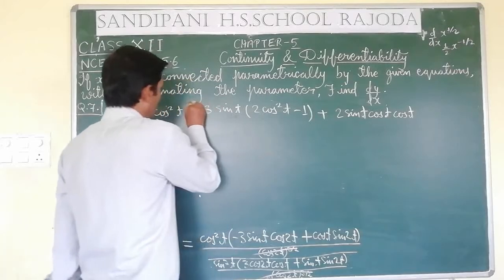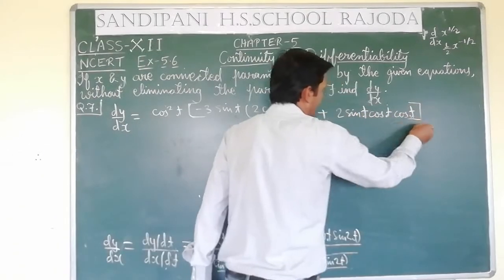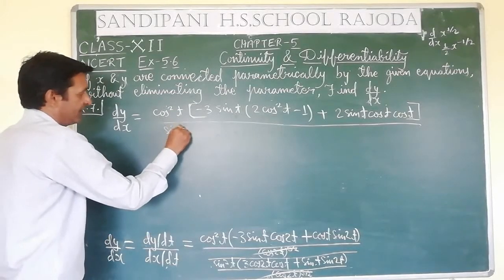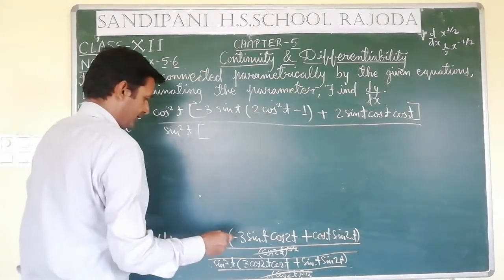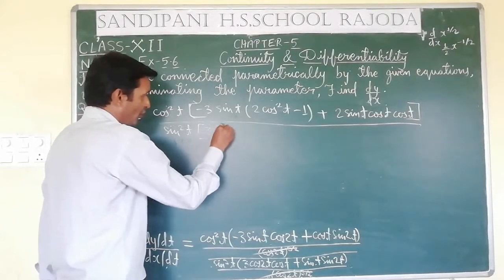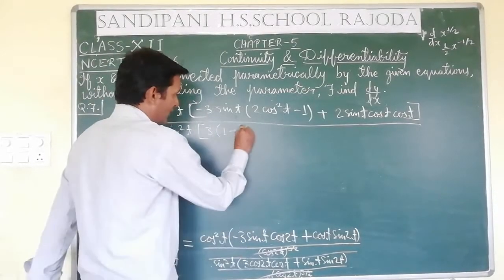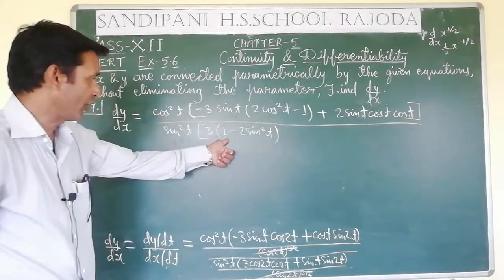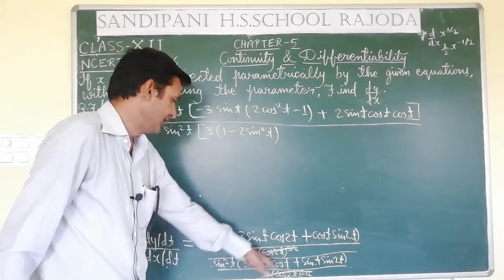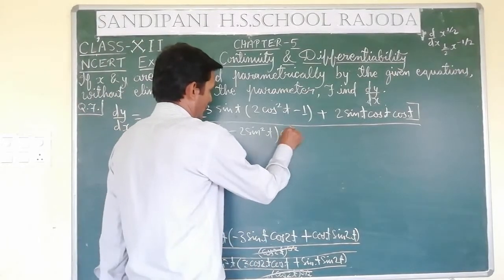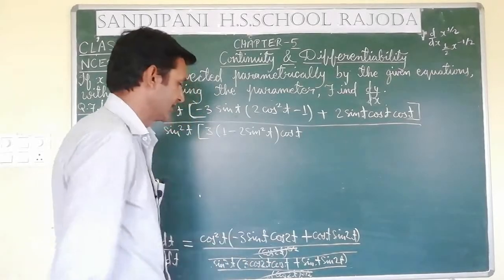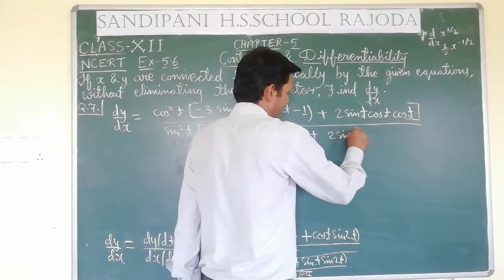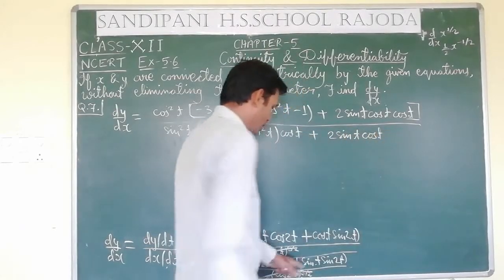And now in denominator, sin square t is there already, and here it is 3 into, here we are applying 1 minus 2 sin square t. In place of cos 2t we are applying the formula 1 minus 2 sin square t, into cos t plus, here it is again 2 sin t cos t, and with 2 sin t cos t, sin t is there.